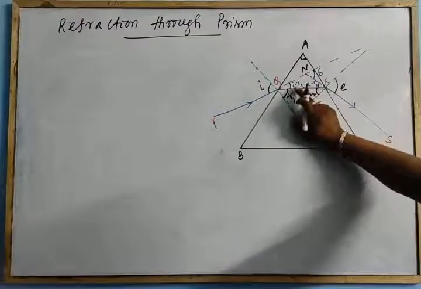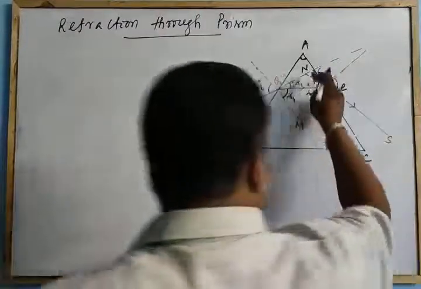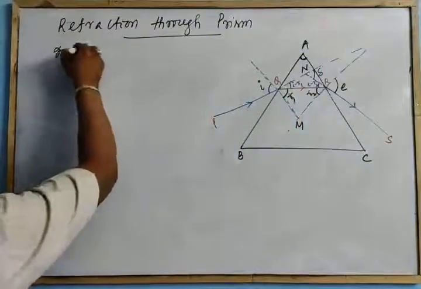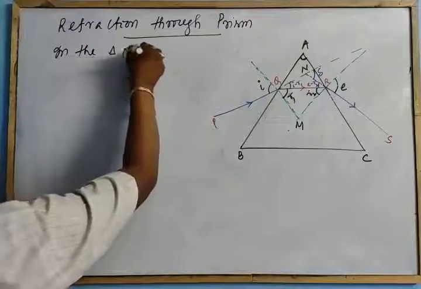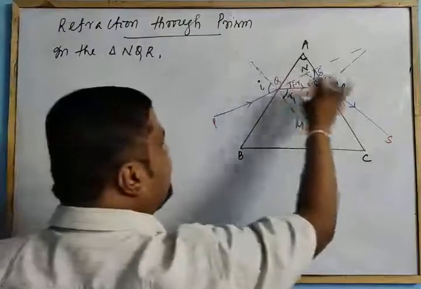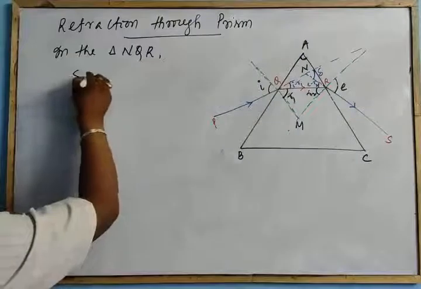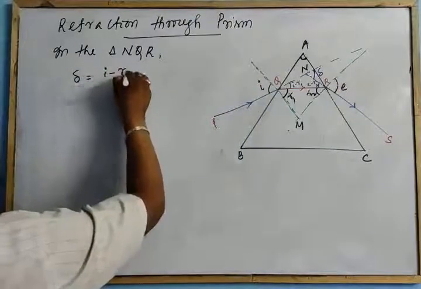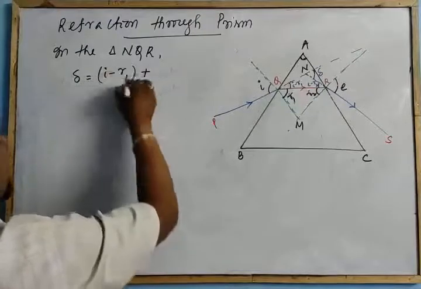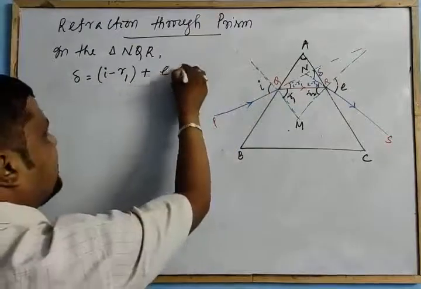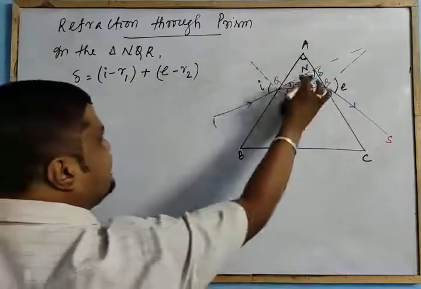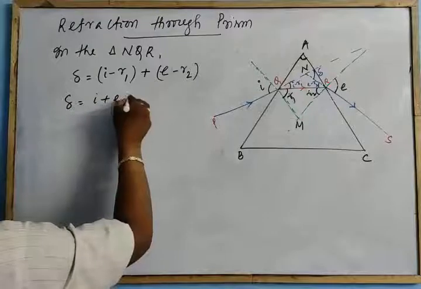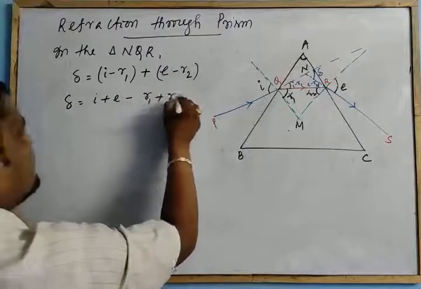What can I write this delta as? In the triangle NQR, see the triangle NQR, delta is an external angle, which should be the sum of the interior angles: I minus R1, one angle, plus E minus R2, this angle. This plus this is equal to the external angle. So delta is equal to I plus E minus R1 plus R2.